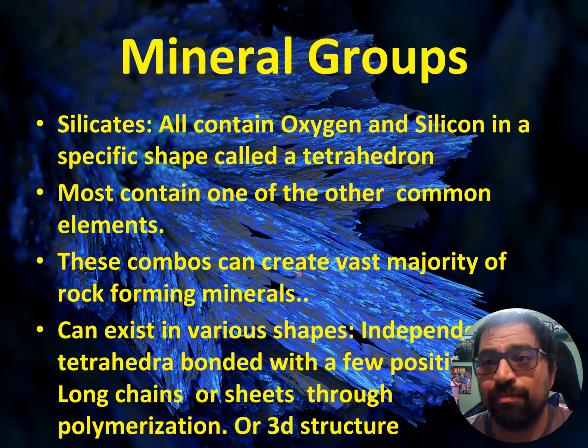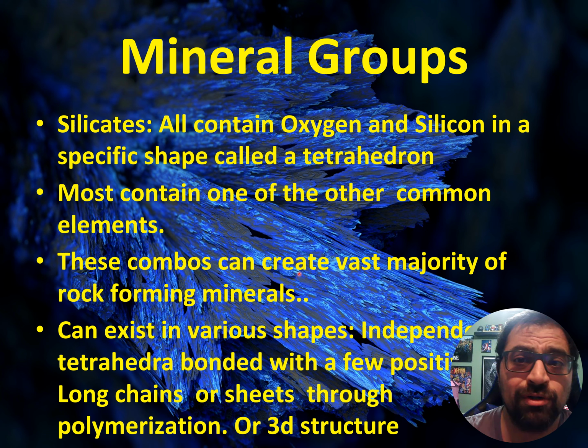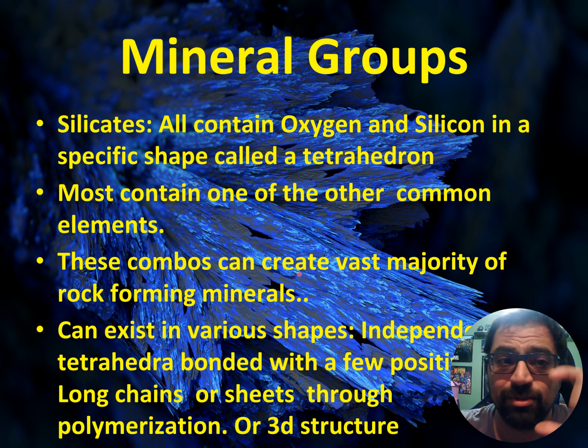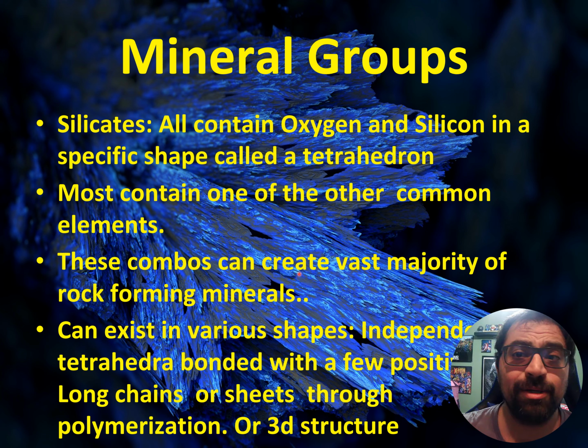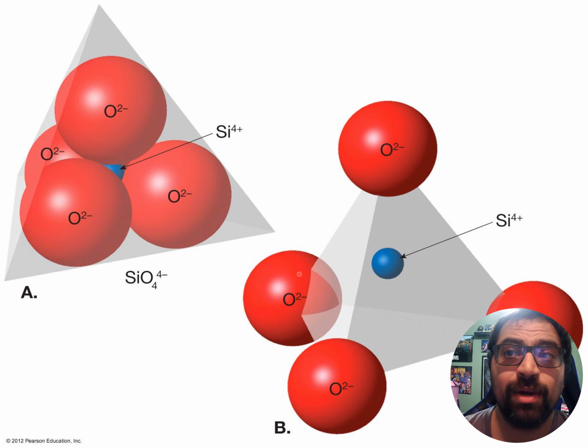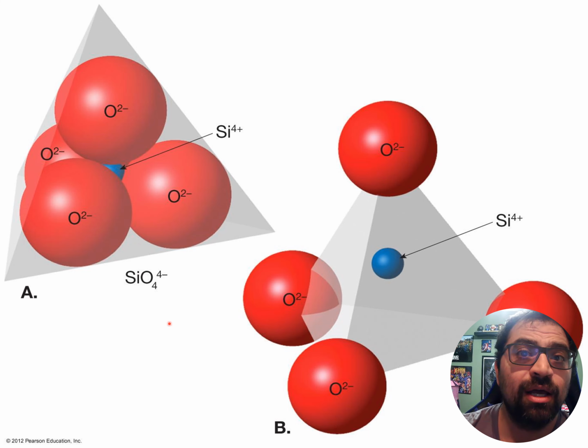We can have tetrahedra that are bonded to other tetrahedra in long chains. They can exist in sheets. They can exist in long polymers, which are enormous chains. They can have a weird 3D structure. Since we have so many possible combinations, that allows us to have a huge range of different silicates that we can work with. So right here you'll see this is your standard tetrahedral structure in actual space.